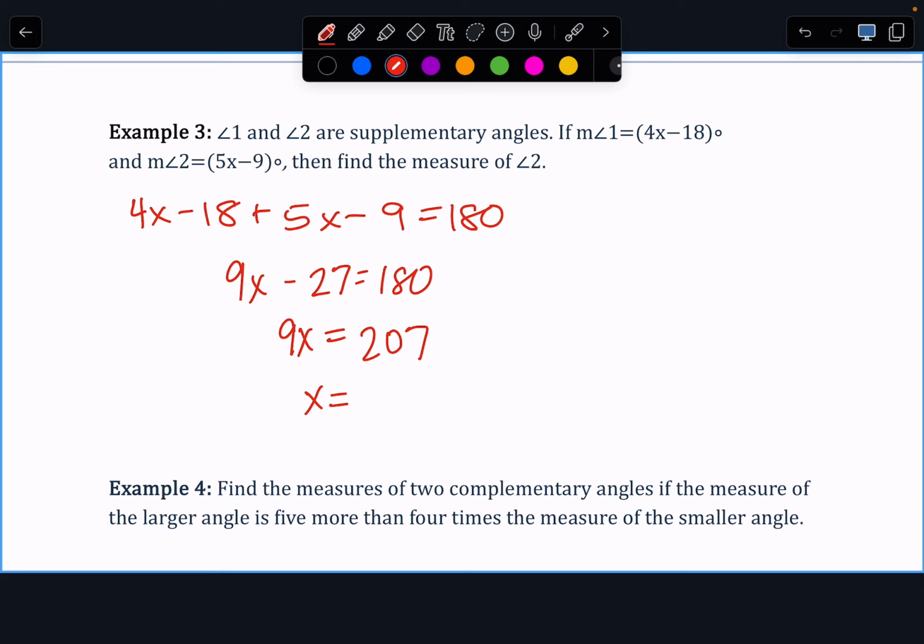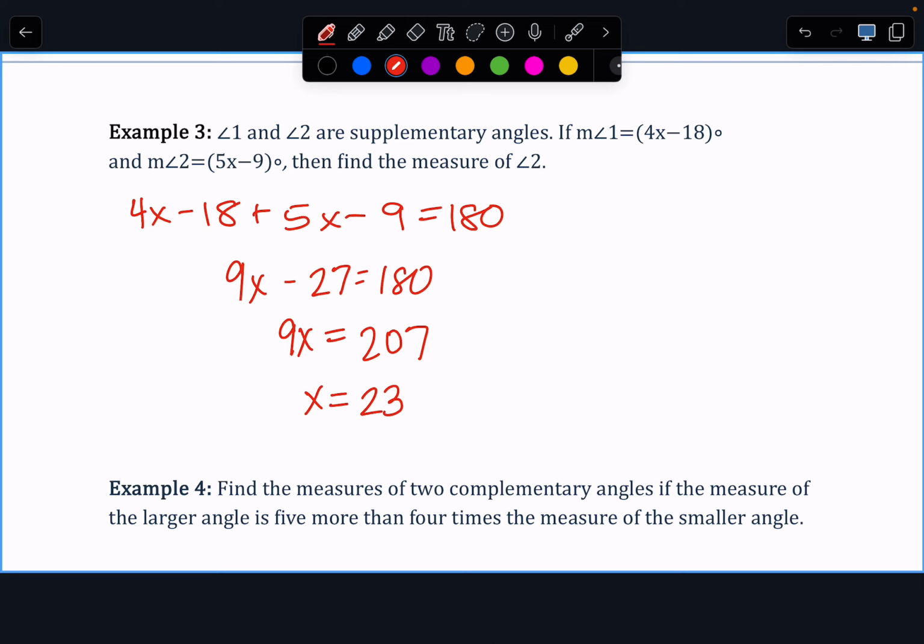Is x 23? Yeah, that one's a lot easier to do. Because all you have to do is... Hey, you can use a calculator. It's fine. Okay. Because they don't equal each other.